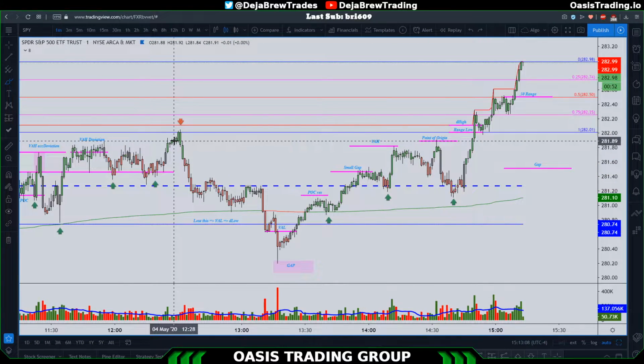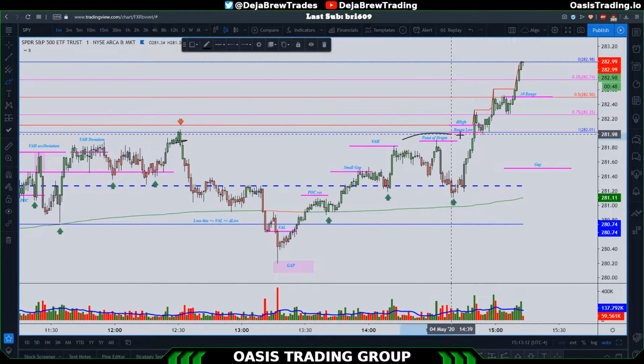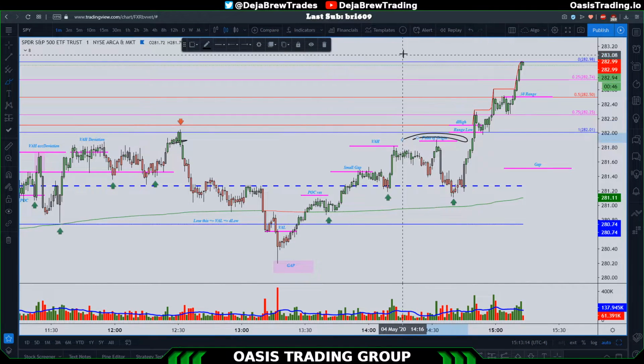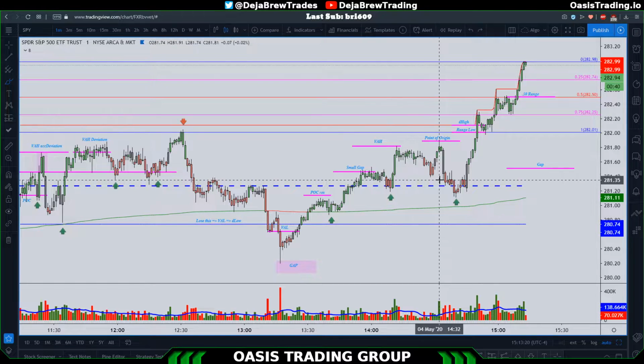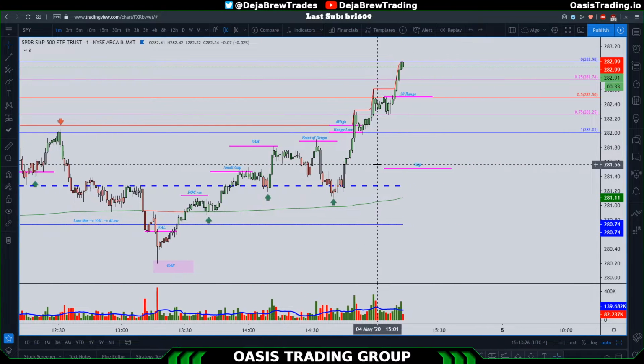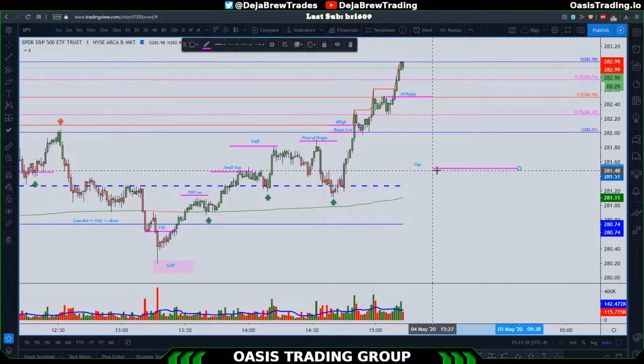This level was the point of origin here. Okay? So you had the point of origin coming in. There's the point of origin test. Okay? So the point of origin was tested. You failed back down towards the POC, and then you bounced off the POC as support. Okay? So this gap hasn't been tested. This is a new gap that I'm watching. So I'll move this over.